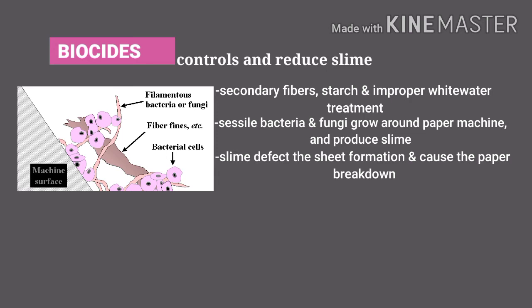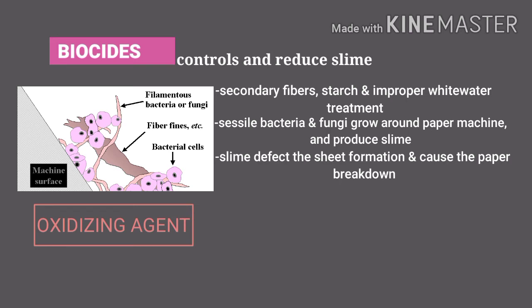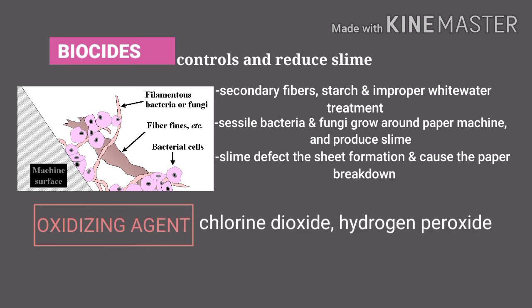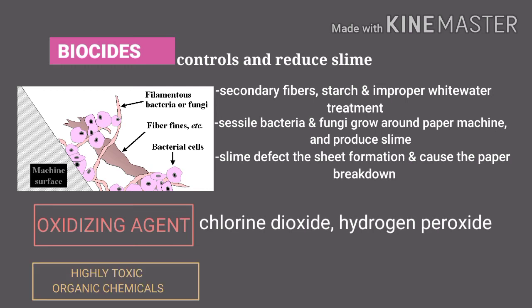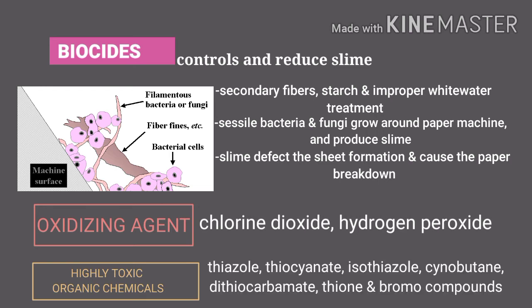There are at least two major classes of biocides. Firstly, oxidizing agents such as chlorine dioxide and hydrogen peroxide. The oxidizing action either kills the bacteria and the fungi, or weakens the cell walls to make them more susceptible to the other major class of biocides. The other class is highly toxic organic chemicals. Examples of toxic biocides are thiazole, thiocyanate, isothiazole, cyanobutane, dithiocarbamate, thione and bromo compounds.